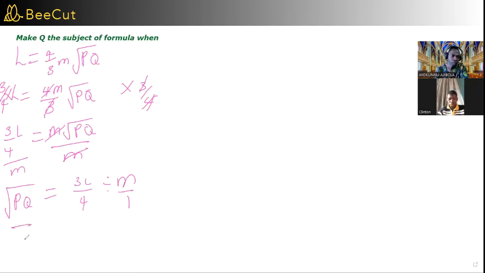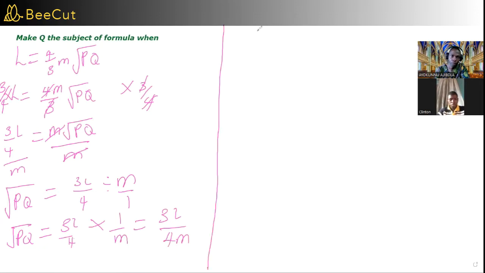So I have pq equal to 3l over 4 times 1 over m, such that it can give me 3l times 1 is 3l and 4 times m is 4m. Now, I can now have my root pq being equal to 3l over 4m.